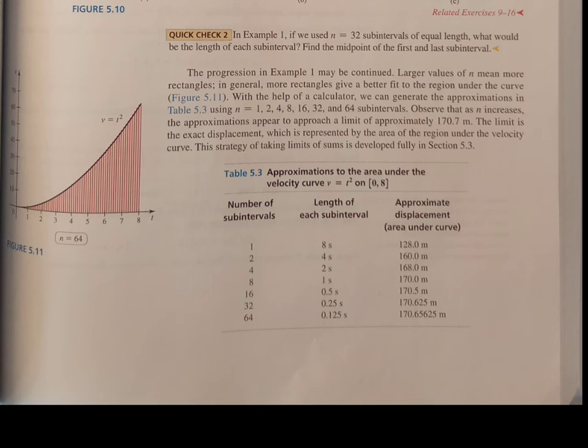So now, this is page 351, right? They're showing you basically what we just did here. Now, I didn't add up these areas, but we did get to 8, right? With a length of a subinterval of 1, we got to 170. And then they're saying, look, if we keep making these subintervals smaller and smaller, in fact, we'll go to the subinterval size of 64, it sure looks like we're going to a number here. It looks like we're approaching a number here. In fact, they're saying that it looks like it's approaching 170.7.